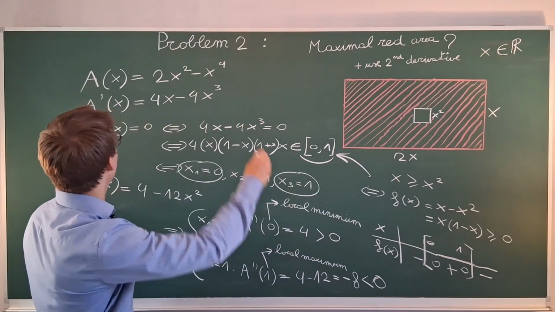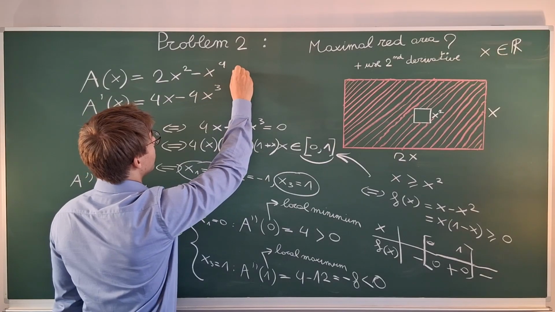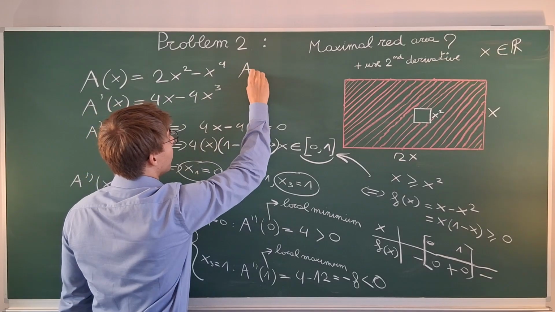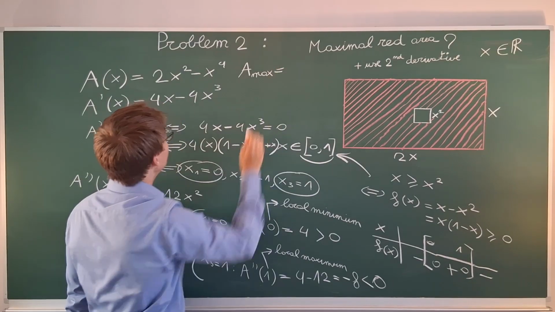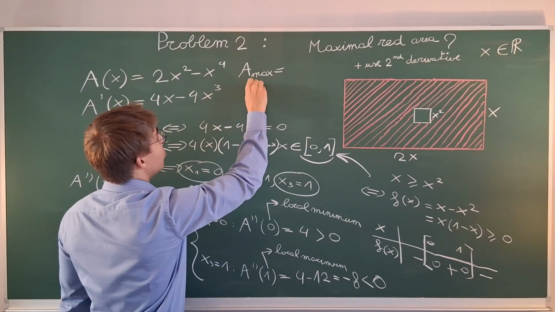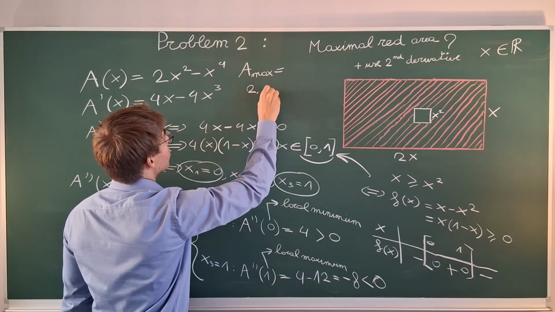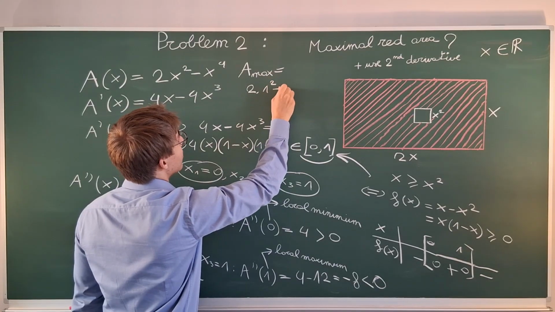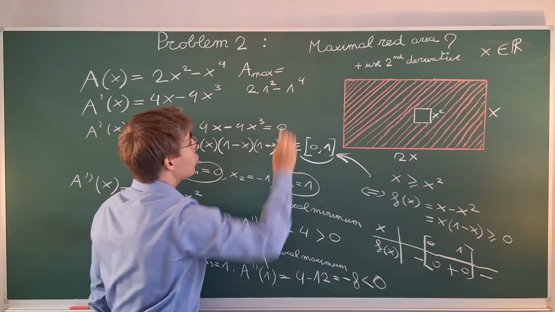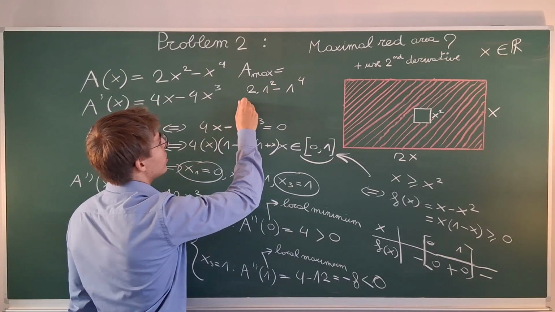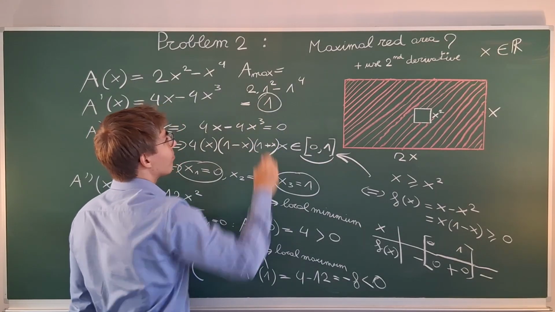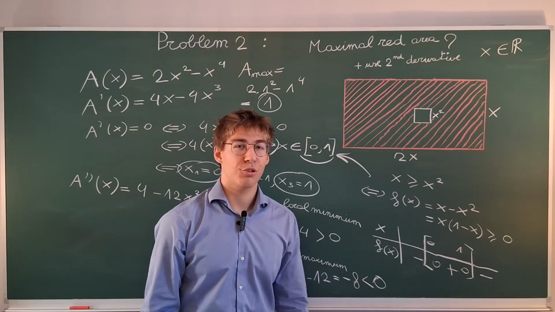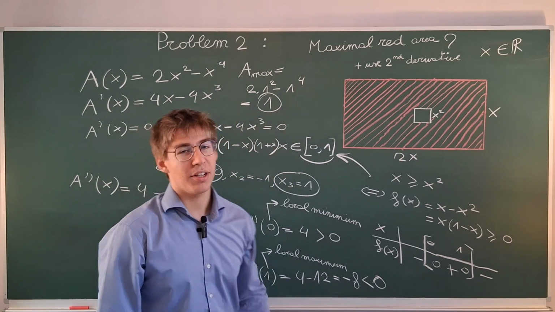So now let's calculate the area. So area max is equal to 2 times 1 squared minus 1 to the power of 4, which is equal to 1. And that is our solution. The maximal red area is equal to 1.